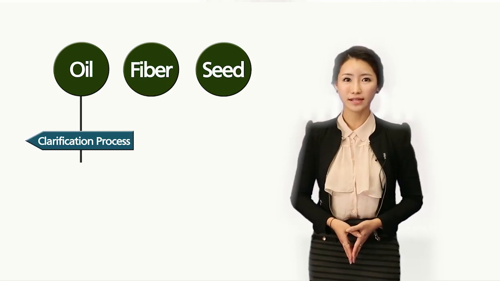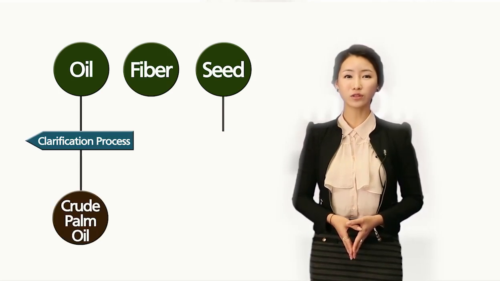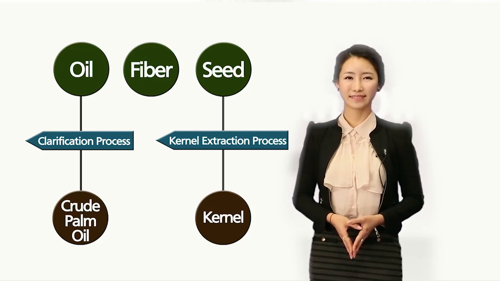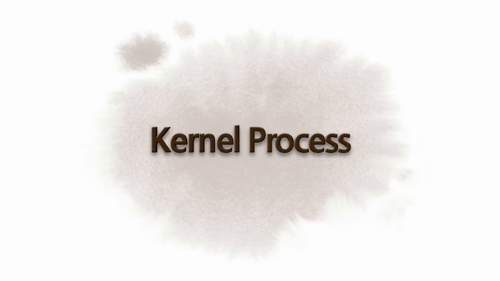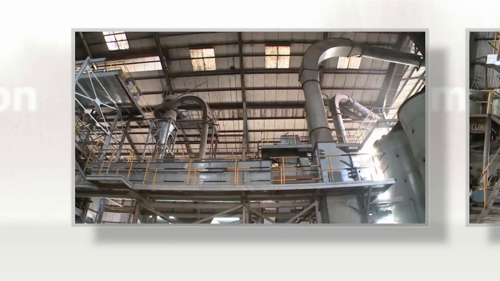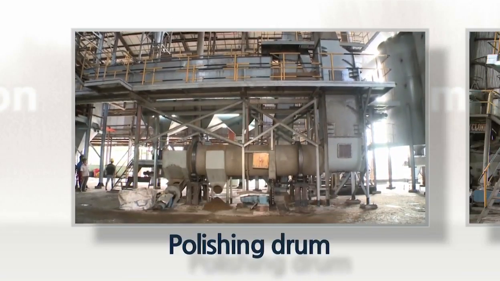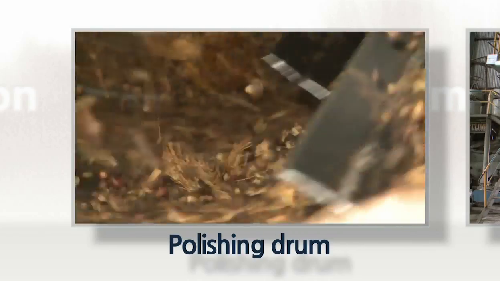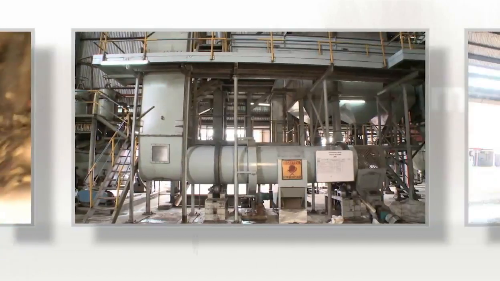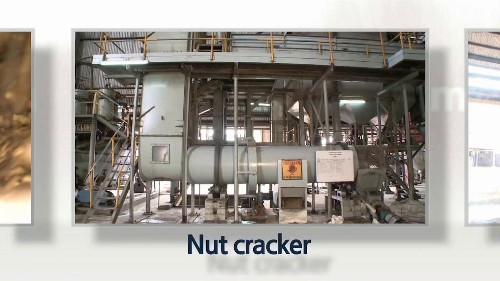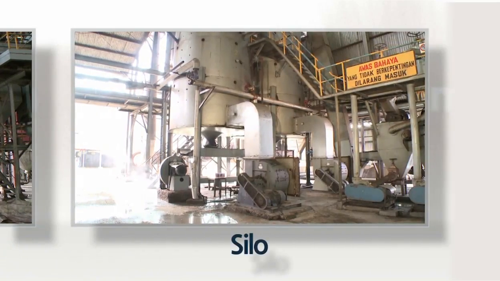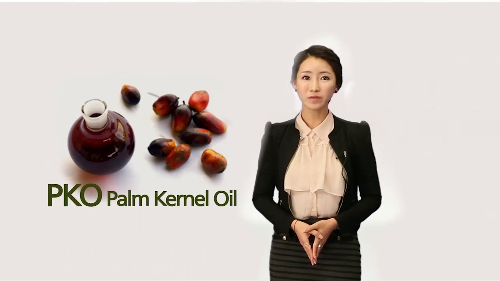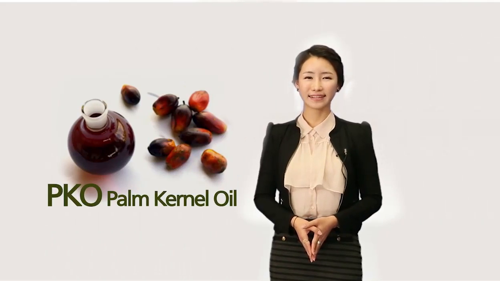Then the oil and seeds are put through the clarification and decarbonization process to extract crude palm oil and palm kernel oil respectively. Let's take a look at the kernel process. Palm seeds separated by a pressing process under high temperature and pressure are passed to a polishing drum to remove pieces of stalk, and then cracked under constant pressure before being separated into palm kernel shells and palm kernels. Palm kernel oil is extracted from these kernels.